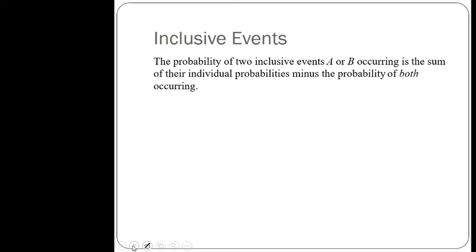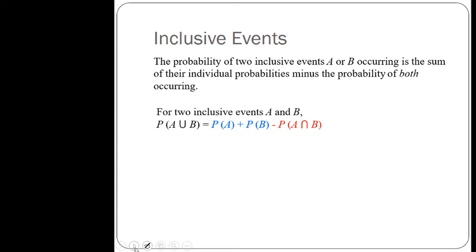So now let's get to the little bit harder one. Once you identify events as mutually exclusive, finding the probability of A or B is easy. Now, inclusive events are a little more complicated. It takes a little bit more thinking. Because when you have the probability of 2 inclusive events, A or B, occurring, you have to add up their individual probabilities, but then you have to subtract the probability that both occur, what we call the AND or the intersection. So for 2 inclusive events, A and B, this is the formula.